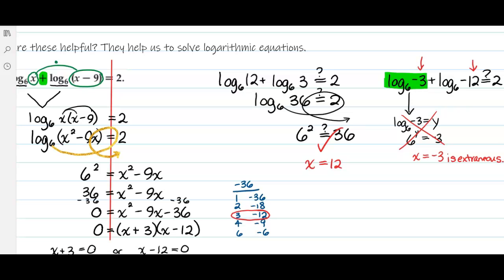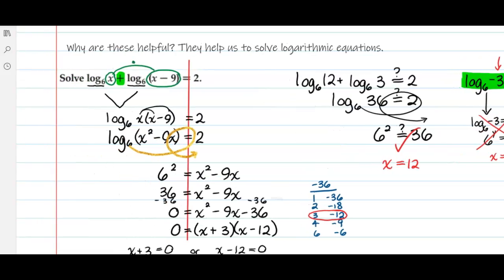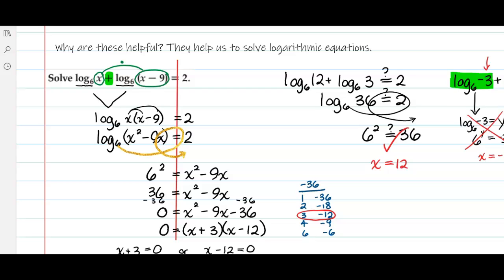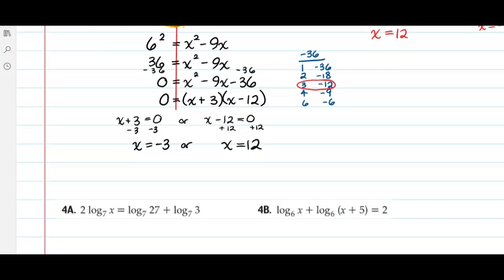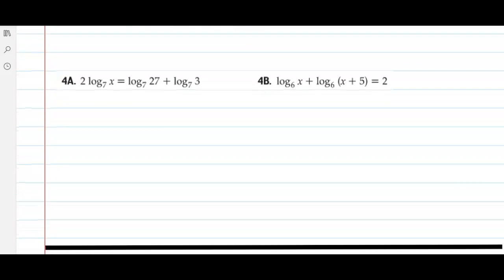Now be careful. Don't just assume that if you get a negative answer you can throw it away, because sometimes when you substitute it back in, there'll be other numbers with it. Maybe this was a +9, and when I put a -3 in here, this whole quantity becomes 6. So don't just throw all the negative answers out, but make sure to check them. Let's try this next one.